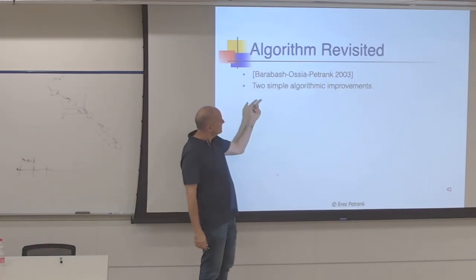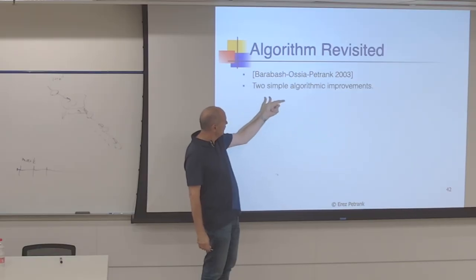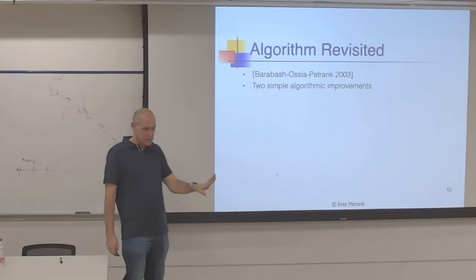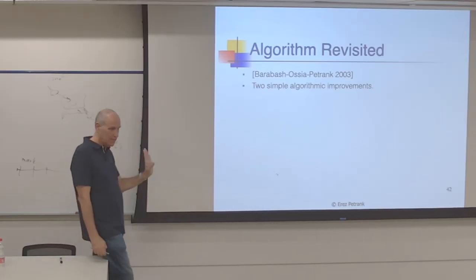So let's look at this. So in IBM, when we were doing this, we found two simple algorithmic modifications that made a difference. And let's look at them.